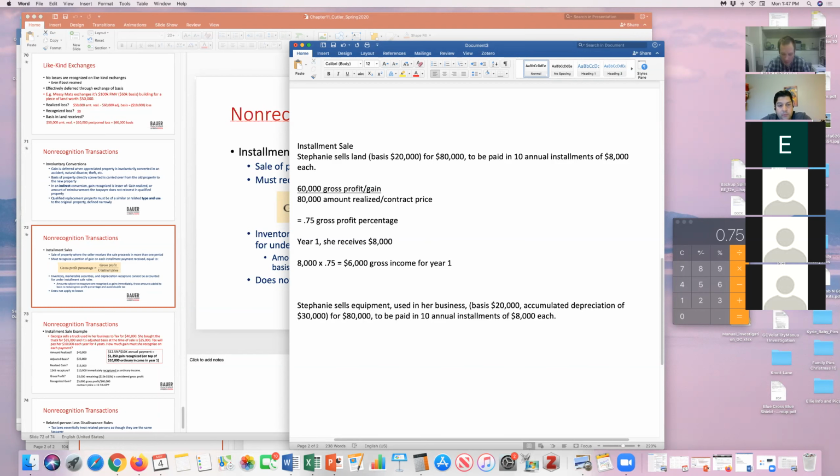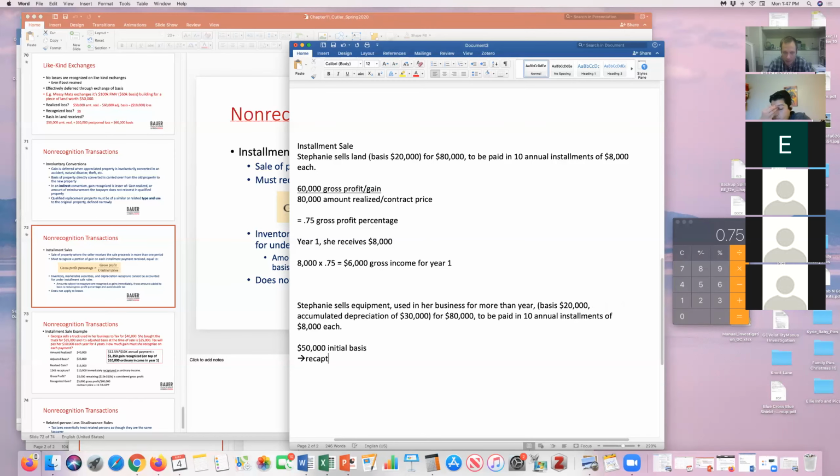All right, so we can tell her initial basis was 50,000, and she's deducted 30,000 of depreciation. Now her basis is 20. So what she has to do on this one, this is a 1231 asset. It was used in her business for more than a year, so she has to recapture the lesser of the accumulated depreciation or the gain. Her gain is 60,000, accumulated depreciation 30.